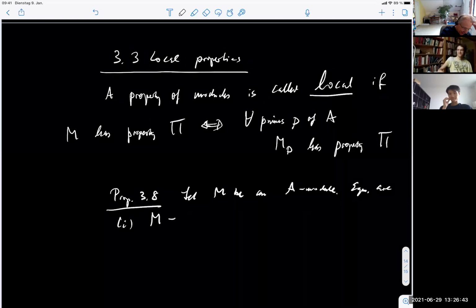So one: the module is zero. Two: the localization is zero.